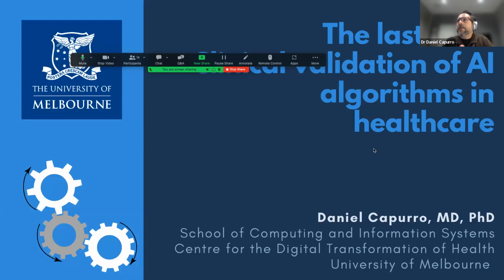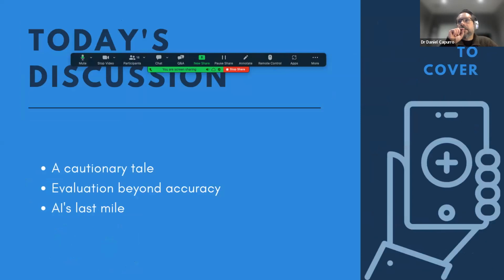The title of this talk is The Last Mile: Clinical Validation of AI Algorithms in Healthcare. For today's discussion, we're going to start by first describing what we call a cautionary tale. Then we're going to go deeper in discussing this idea that evaluation needs to go beyond accuracy, and finally nail down this idea of the last mile.